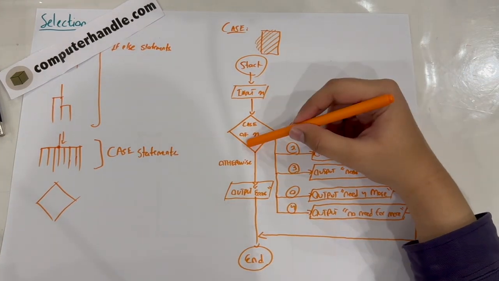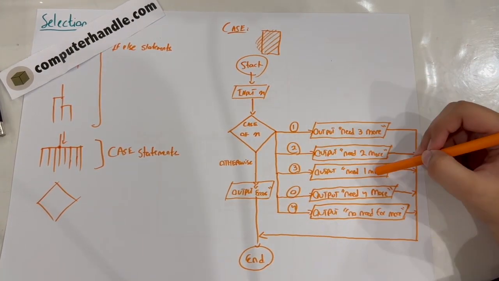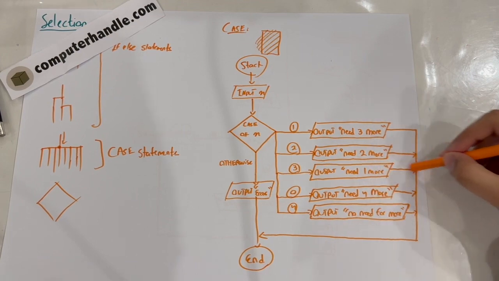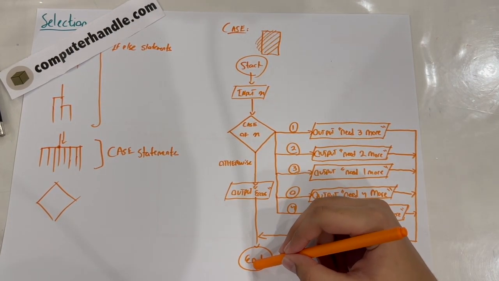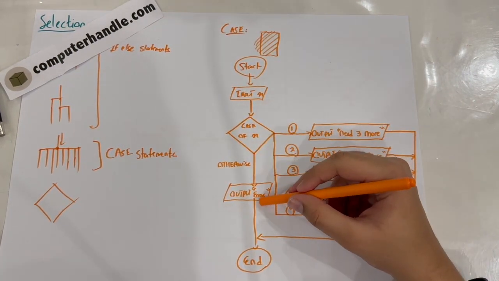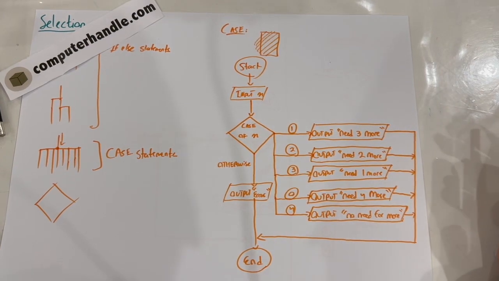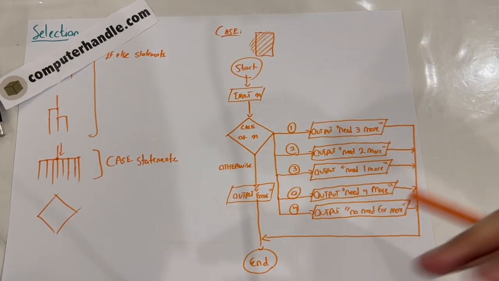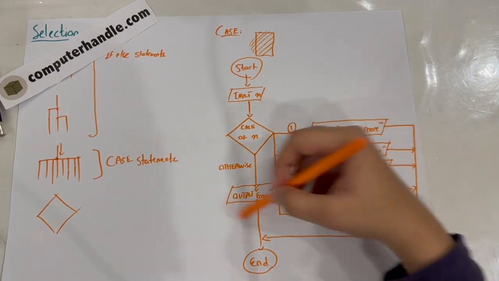So in the case of 3, we're going to go to this part. It's going to tell me we need 1 more pencil, and it's going to end the program right there. If I input 6, it's going to say error, because you only need 4 pencils as said by the criteria of the question. You can't have more than 4 pencils. And that's why we'll output error.